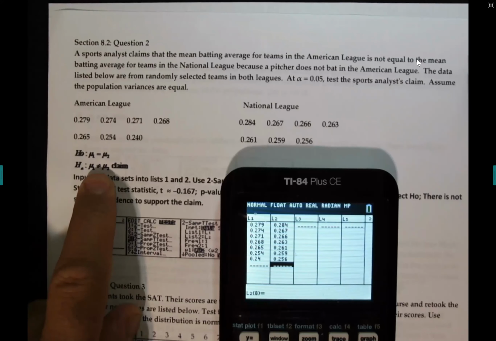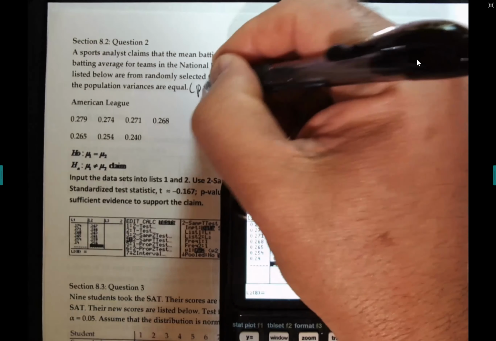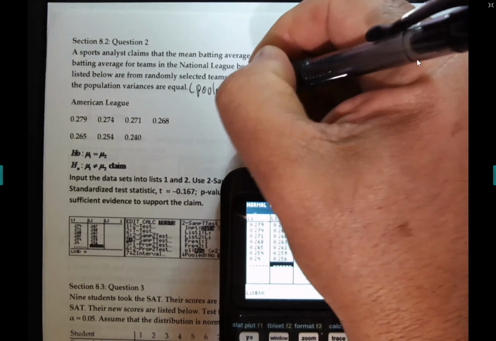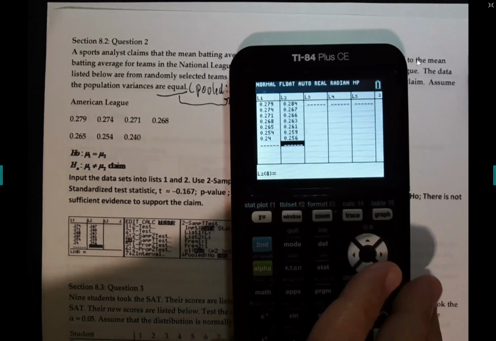Okay, because a pitcher doesn't bat in the American League. The data listed below are from randomly selected teams in both leagues. At alpha equals 0.05, test the sports analyst's claim, assume population variances are equal. That means pooled is yes. That's the yes right here. Okay, what we did, guys? We put the American League data in L1. I put the National League data in L2, and I'm just going to go to two sample t-test.